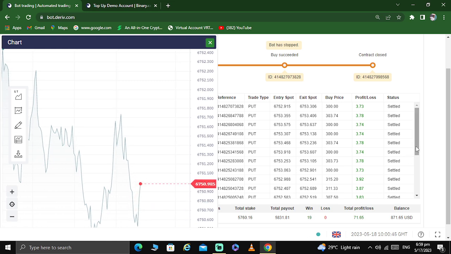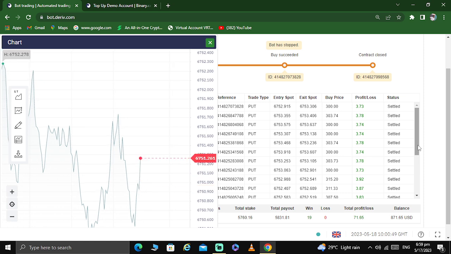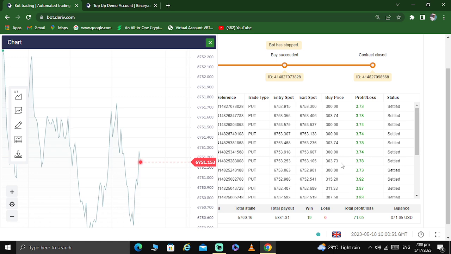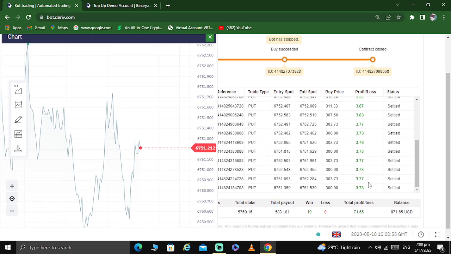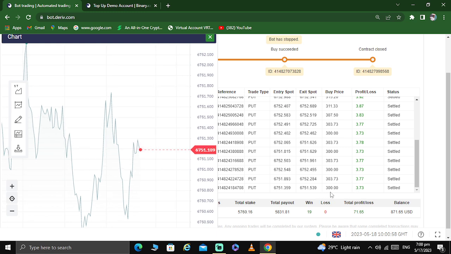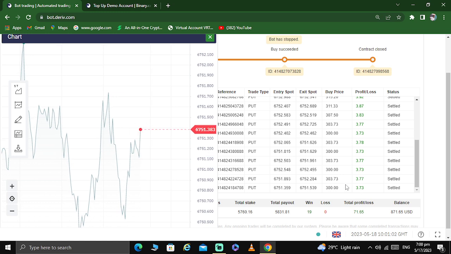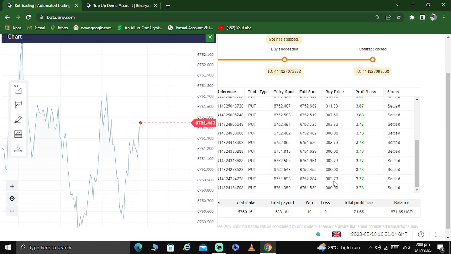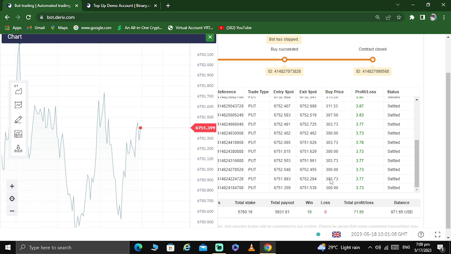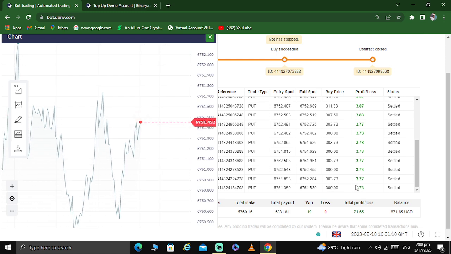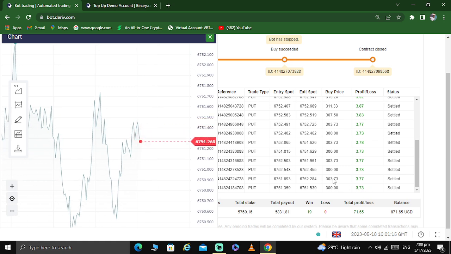The aim is to run the bot without even making a single loss. So when I go downward here, you'll see that I started the bot with a stake of 300. I made a profit of 3.73. The compound level kicked in. So as you can see, it added the profit to the next trade. So instead of using the initial 300, it used 303.73, the initial stake plus the previous profit.